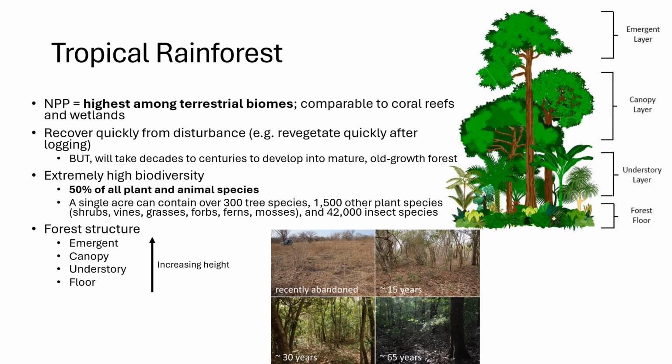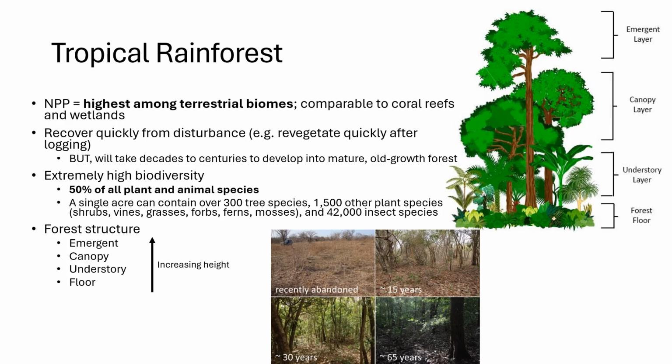Importantly, tropical rainforests have the highest net primary productivity among any terrestrial biomes. They're comparable in that sense to coral reefs and wetlands. Wetlands we are going to consider as an aquatic biome for the purposes of separating them out in this class, but it's kind of half terrestrial, half aquatic.